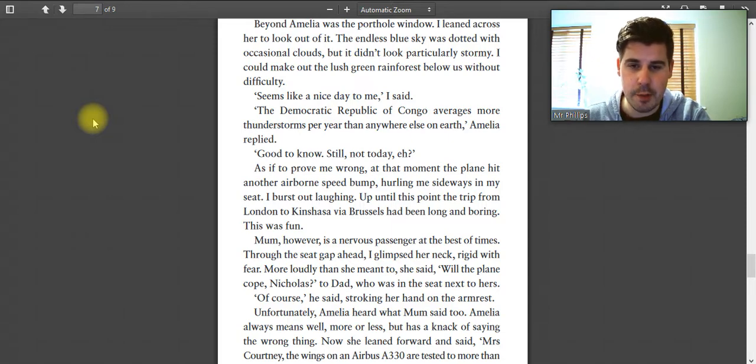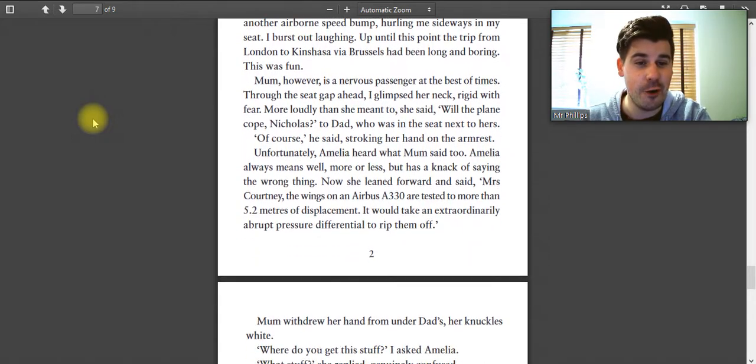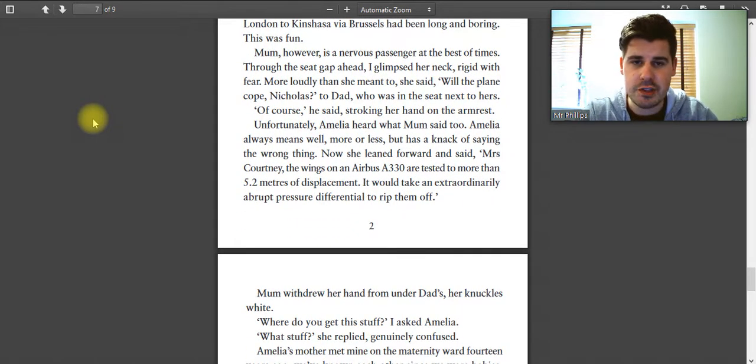Up until this point, the trip from London to Kinshasa, we'll go for Kinshasa, via Brussels, had been long and boring. This was fun. Mum, however, is a nervous passenger at the best of times. Through the seat gap ahead, I glimpsed her neck, rigid with fear. More loudly than she meant to, she said, Will the plane cope, Nicholas? To Dad, who was sat in the seat next to hers. Of course, he said, stroking her hand on the armrest.